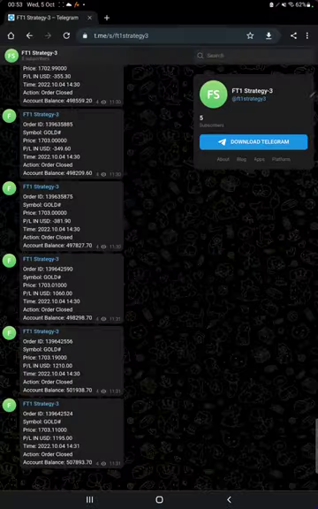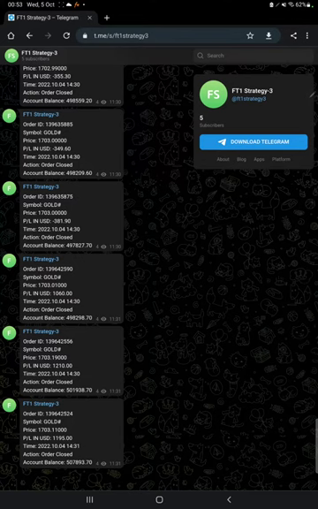Also, the MT4 to Telegram is available. So by following the FT1 strategy 3 channel, you can stay updated for each trade that we have taken and verify it with the order ID, how much profit and loss we have made.